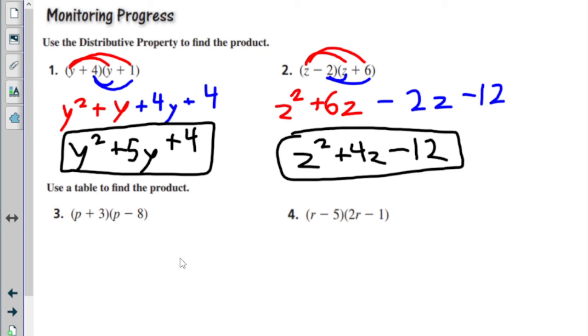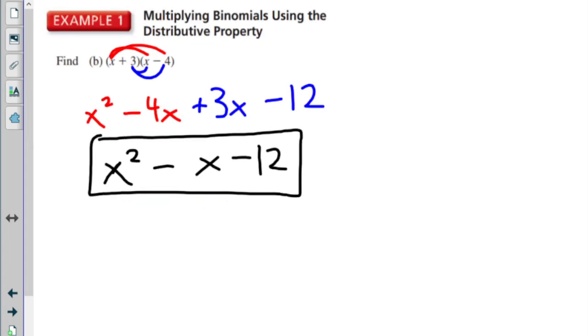the z squared and the y squared and the x squared, where did they come from? They came from the very first thing I multiplied together. So this first term paired with this first term. The y times y was y squared. The z times z was z squared. This x times x was x squared.